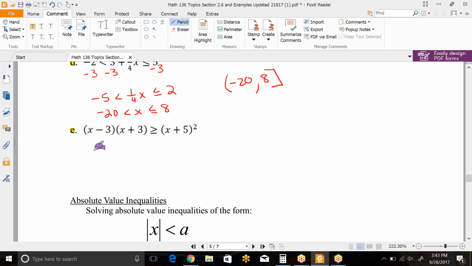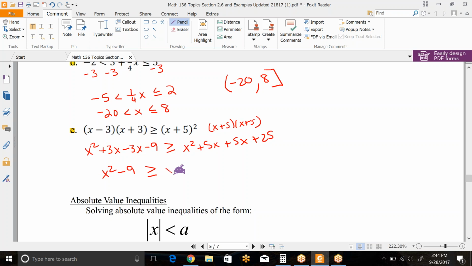For E part, we need to FOIL this out. So this would be x squared plus 3x minus 3x minus 9. This is also going to need to be FOILed since it's x plus 5 times itself. So that's x squared plus 5x plus 5x plus 25. This would be x squared minus 9 greater than or equal to x squared plus 10x plus 25. If we move the x squareds over, trying to get them on the same side, they actually cancel out completely. So this is -9 is greater than or equal to 10x plus 25.